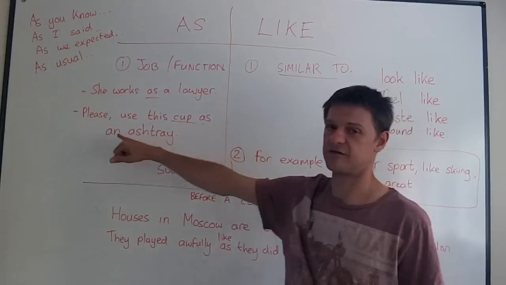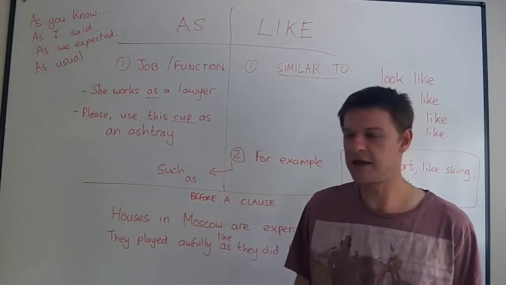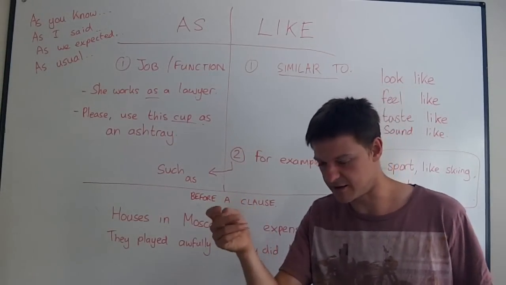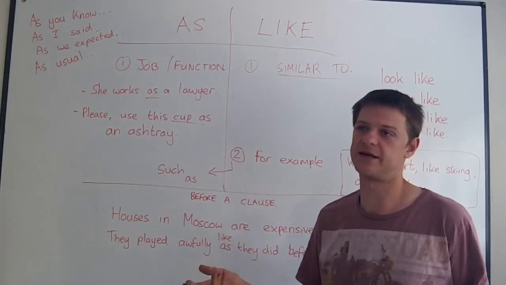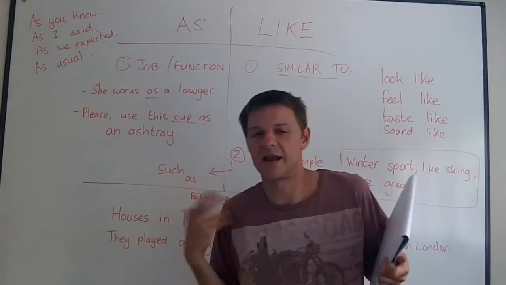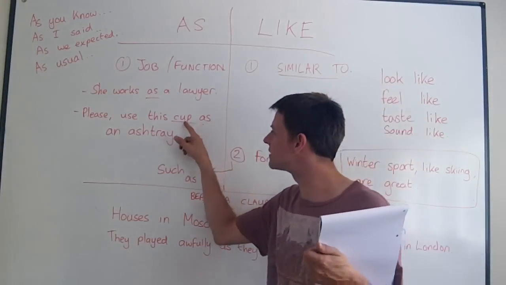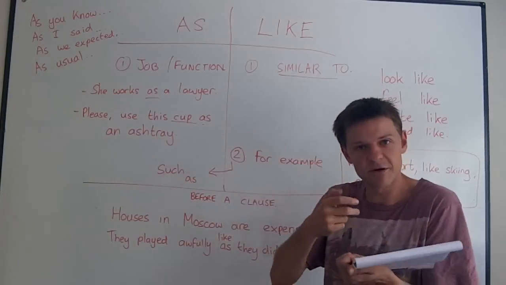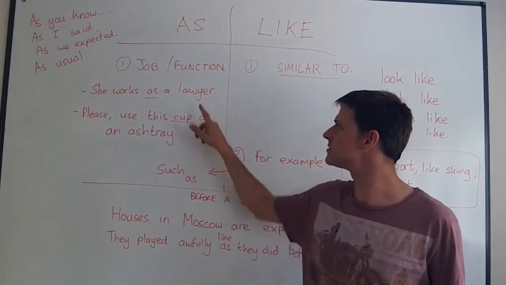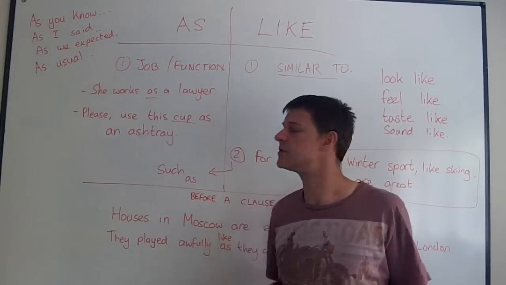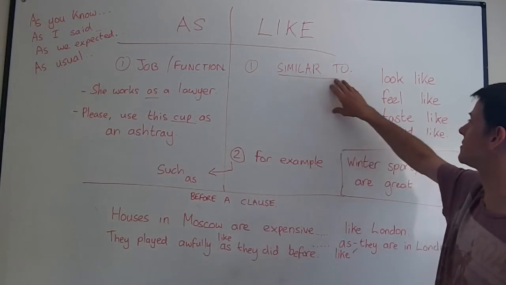And for functions, please use this cup as an ashtray. Maybe you don't have any ashtrays, they're the small plates for smoking, and you want to tell your friend that you don't have an ashtray, but you can use the cup as an ashtray. The function of the cup is to be for a smoker to use as an ashtray. Okay, so in these situations we're talking about function. We should use "as".